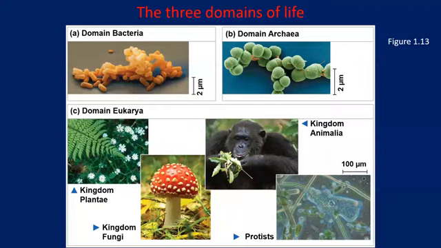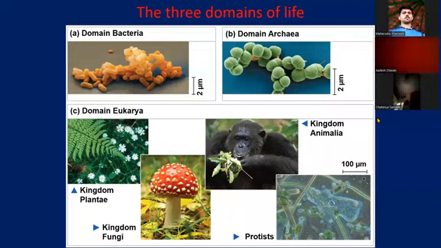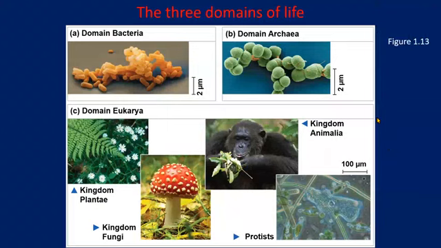So when you think about bacteria and archaea, these two domains make up the prokaryotes. Prokaryotic basically means without a nucleus, so these two don't have a membrane around the DNA. The DNA information is out in the open inside the cell.